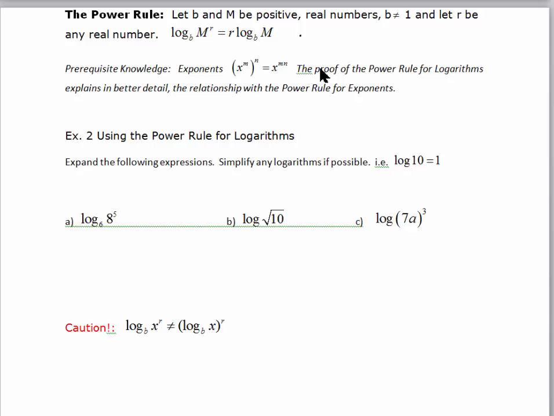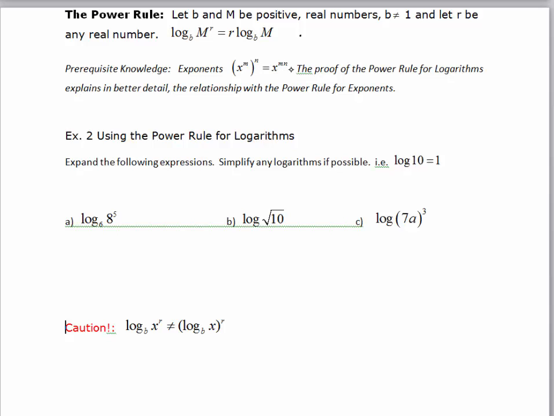So the proof is in a separate video, and just as before, I encourage you to look at the proof so that you can understand why you're allowed to use this property. This video is really intended on showing you how to use the property, but just on a related property or rule is the power rule for exponents. When you take x to the m and raise it to the n, it's equal to x to the m times n.